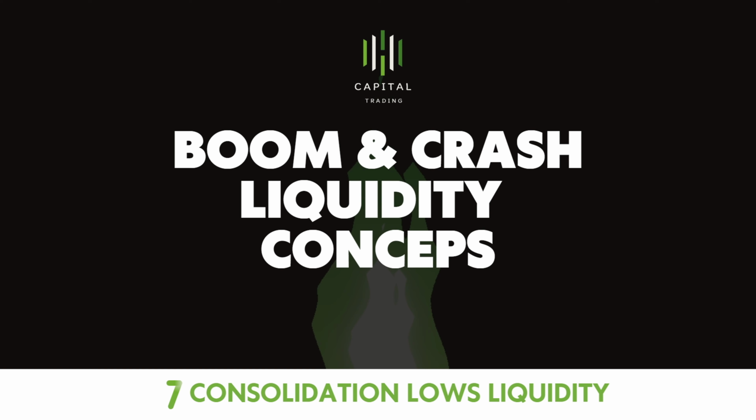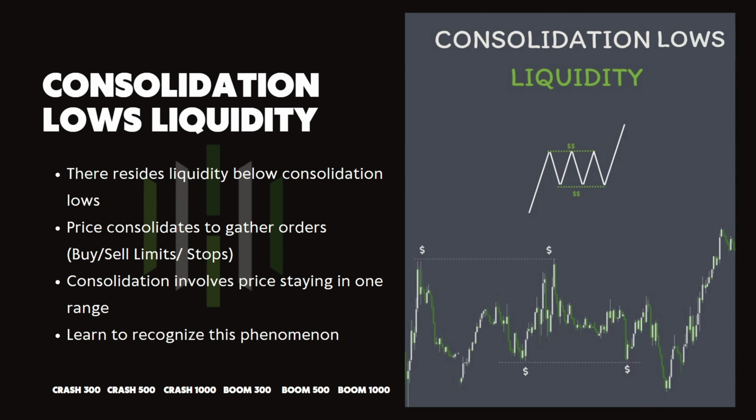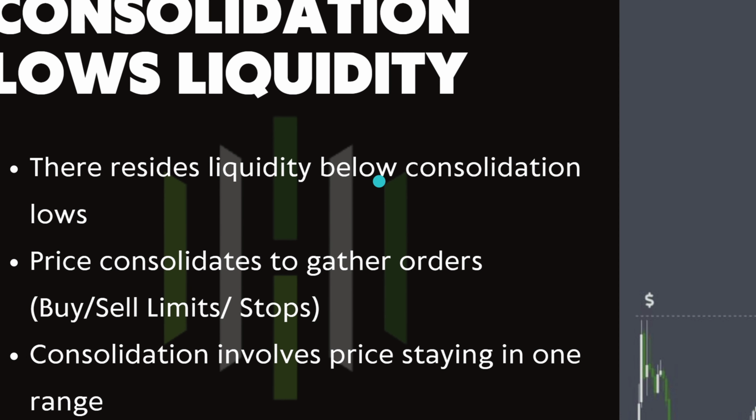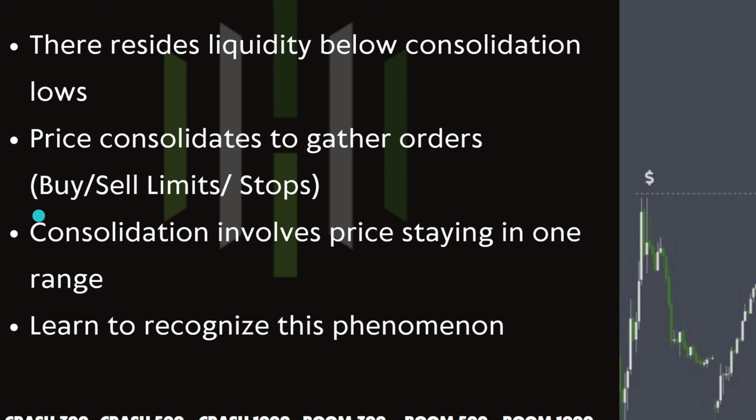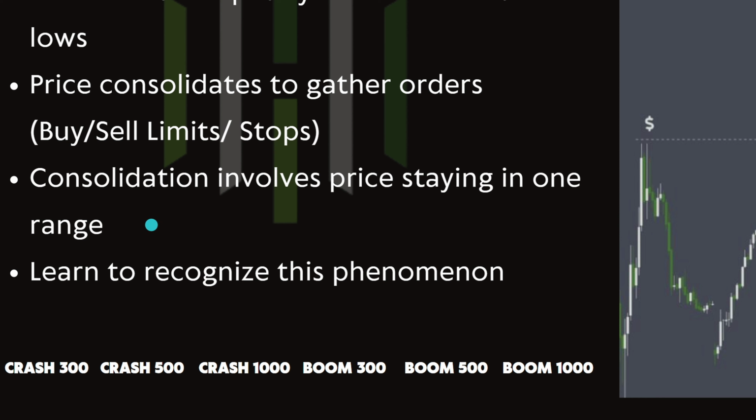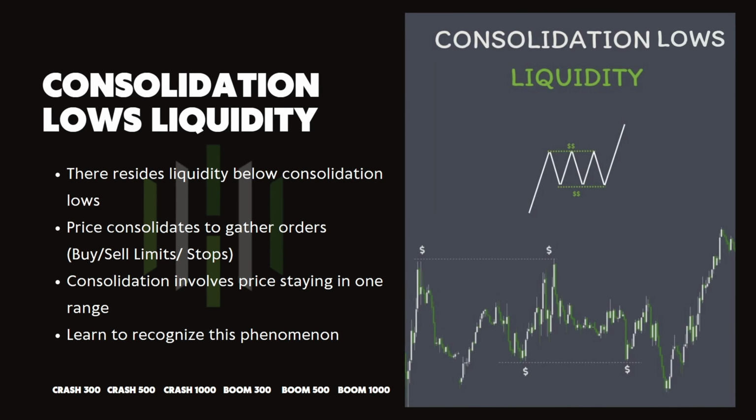But when we talk about consolidation lows, what exactly are we talking about? You need to understand that there resides liquidity below consolidation lows. Price consolidates to gather orders, and these orders can be buy or sell limits, buy stops or sell stops. Consolidation involves price staying in one range and failing to break that range. You need to learn to recognize when this happens, because it's going to save you a lot of time and money.